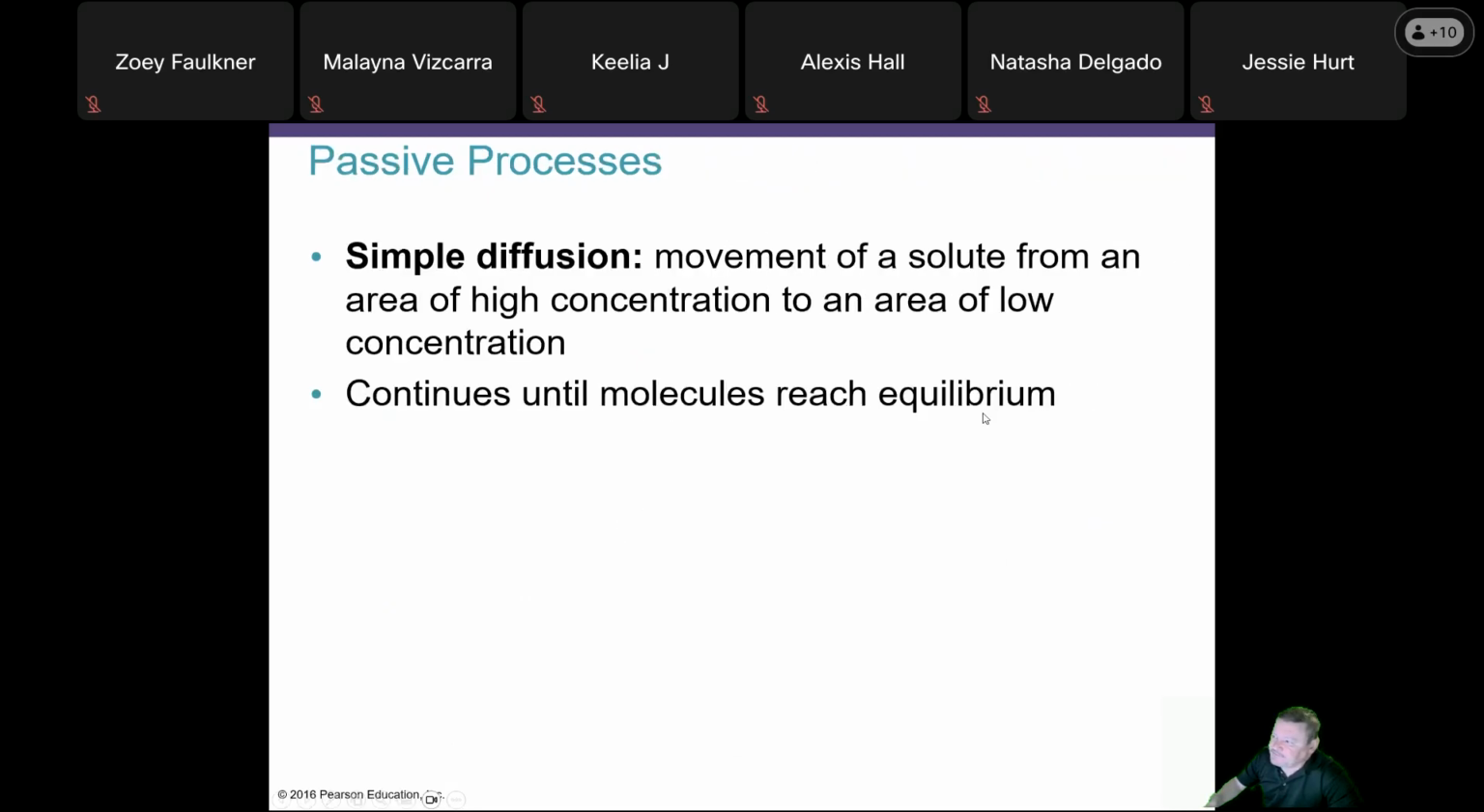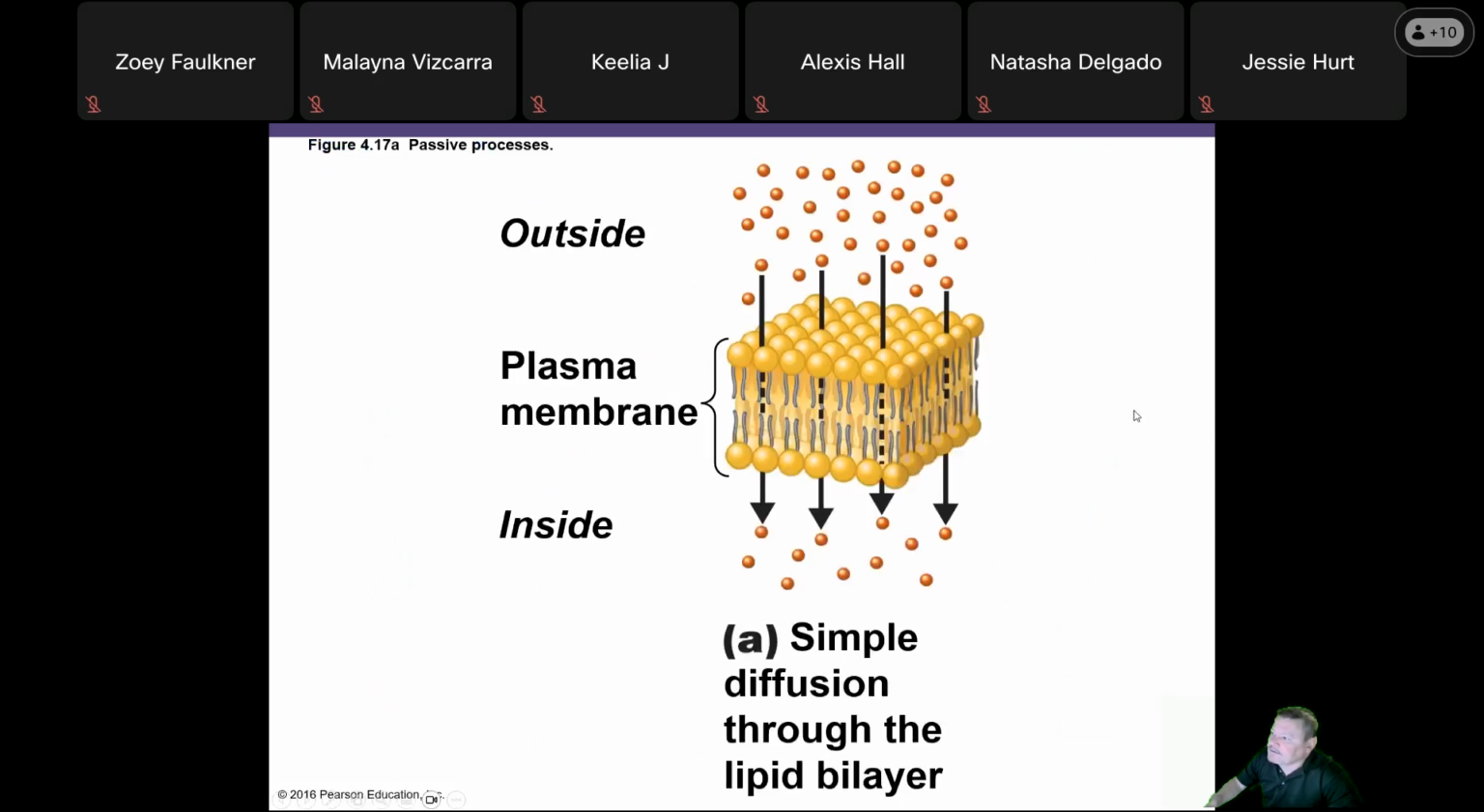So simple diffusion is simply moving from an area of high concentration to an area of low concentration, and this will continue until the molecules reach equilibrium. So as long as we have more stuff on one side of a membrane than the other, it's going to tend to move down that concentration gradient. Now, this is assuming that it can make it through the lipid bilayer. If this is a lipid soluble molecule, it'll just move right through. If it's water soluble, it's going to have to utilize one of those channel proteins to get in. But it will still move down its concentration gradient. It just has to have a channel open up so that it can move through.